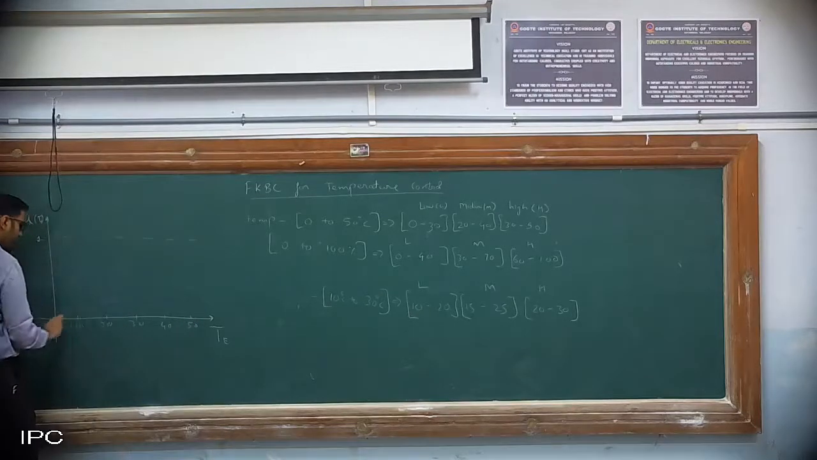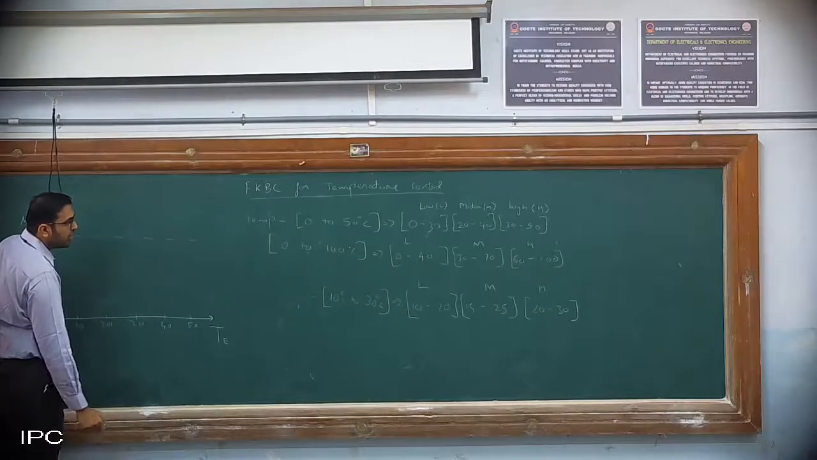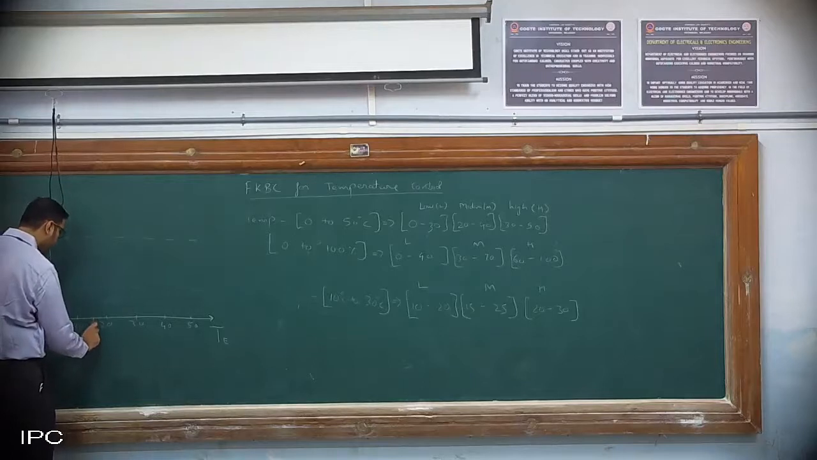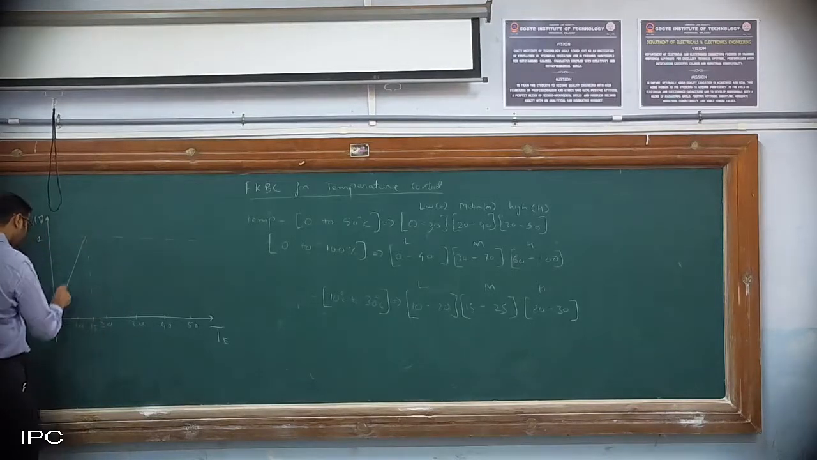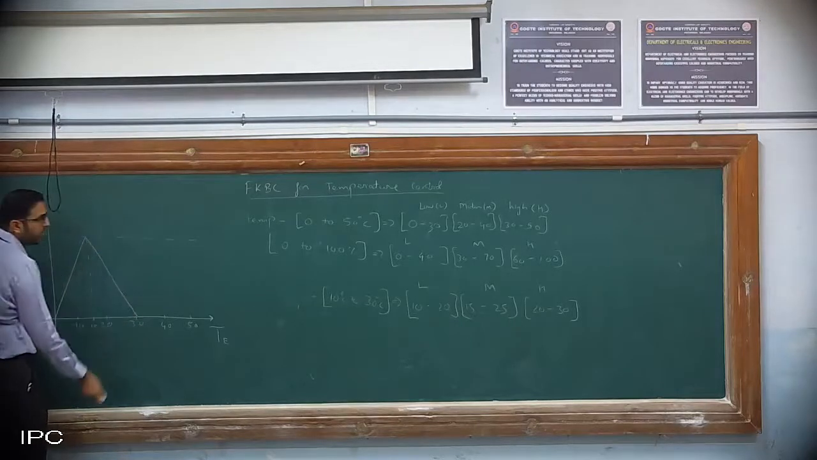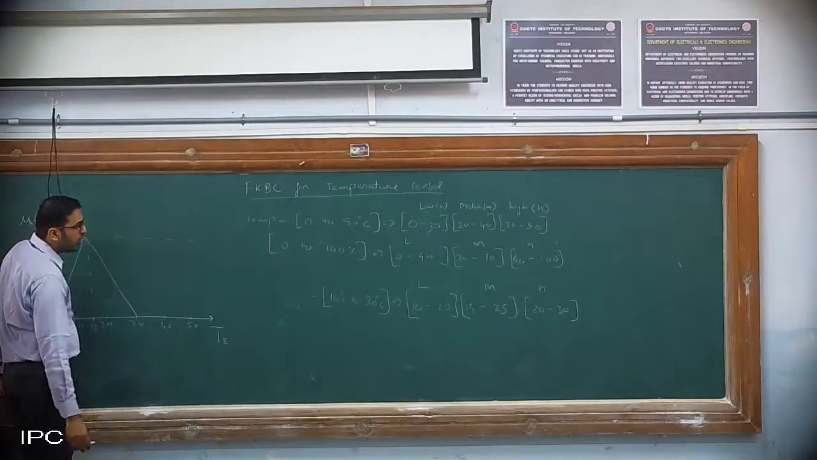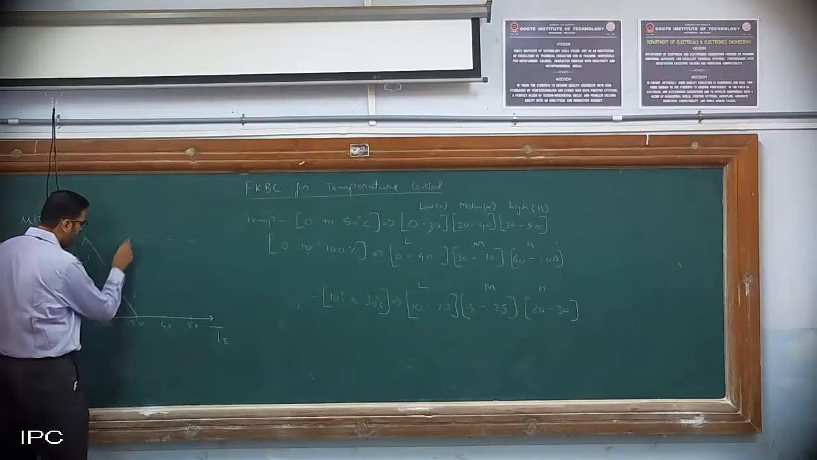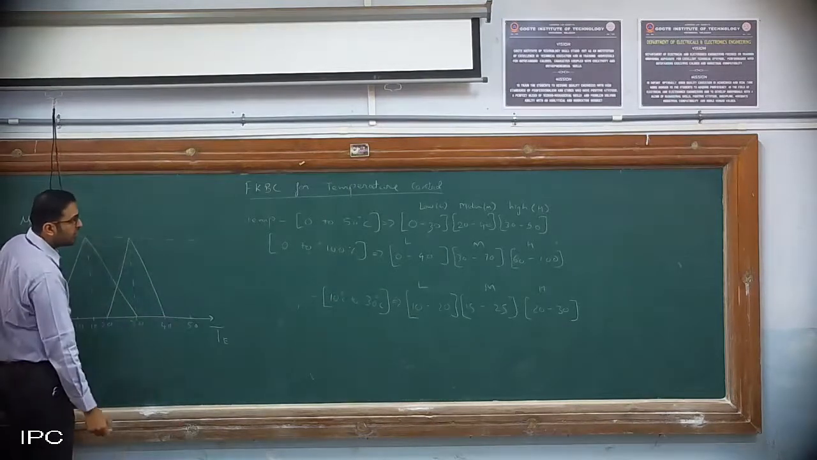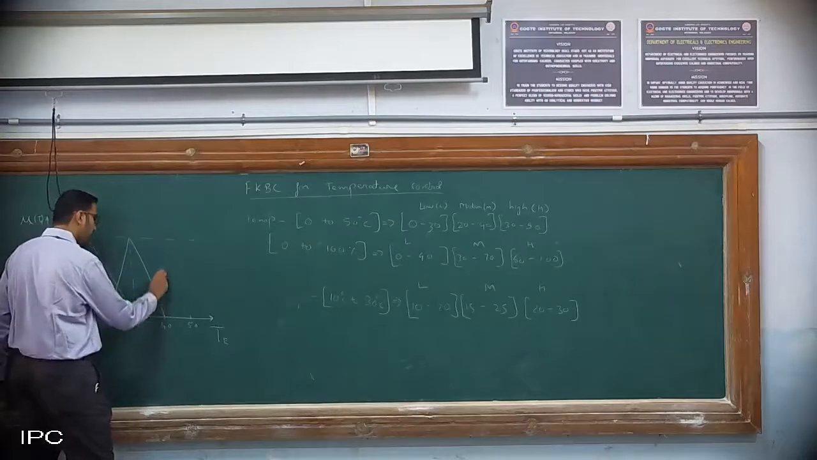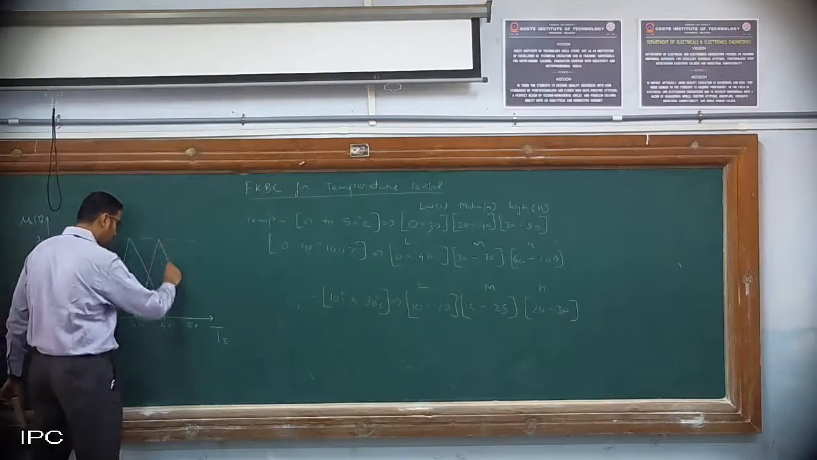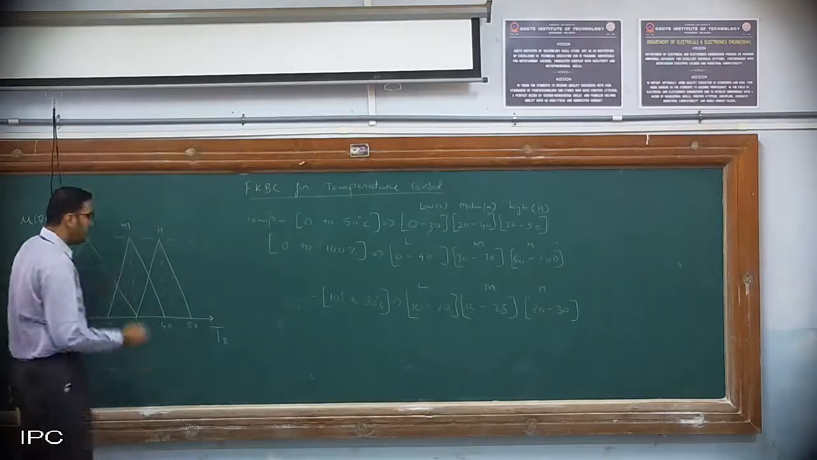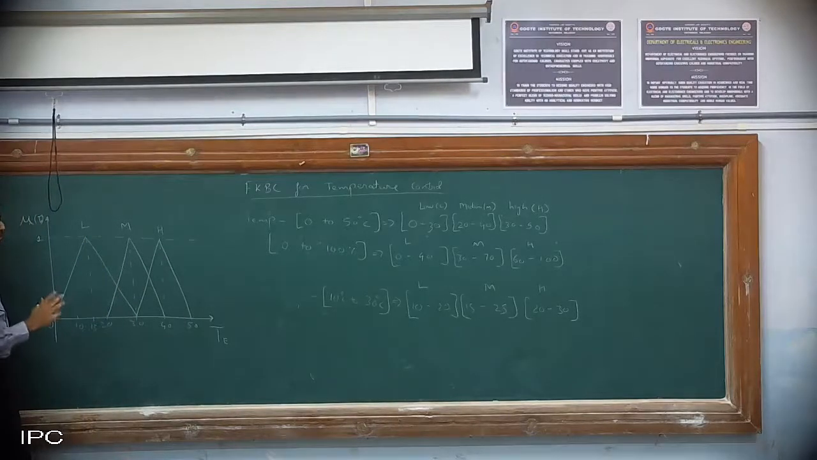Focusing on these things again, the range we have selected is 0 to 30 as low. Since 30 is 50 here, the center will be 15. Next, medium is 20 to 40, where 30 is the peak. Next is 30 to 50. So this is low, this is medium, and this is high. So we have done the specification for our temperature.